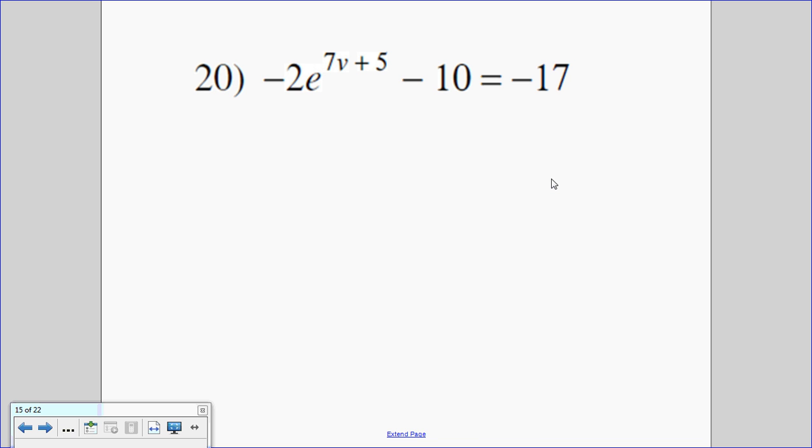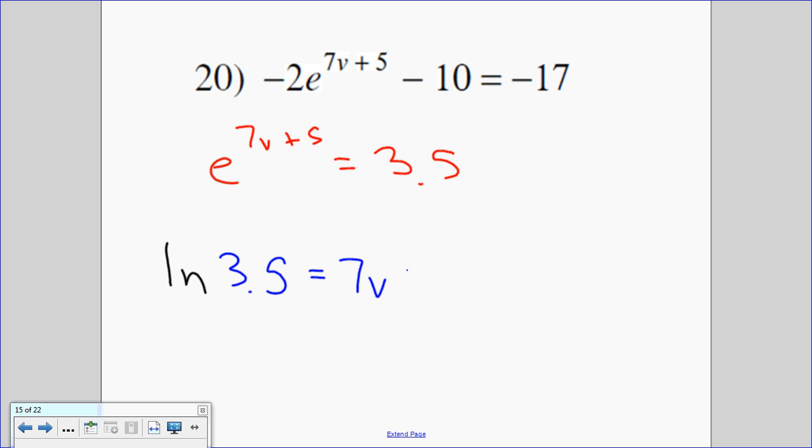Darren, did you add a 10? You added a 10 and divide by negative 2, and you should get 3.5. Negative, no positive, because you're going to add the 10 and get negative 7, divide by negative 2, and you get 3.5. So that's the first step, is to get those Klingons rid of them. Now we're ready to write this as a natural log of the 3.5 equals the 7v plus 5. And now we have more Klingons. So natural log of 3.5 minus 5 divided by 7.